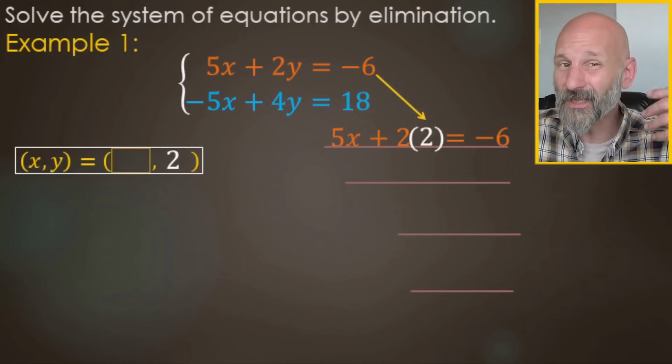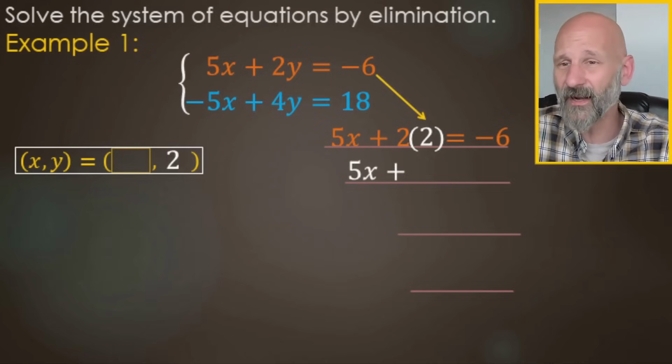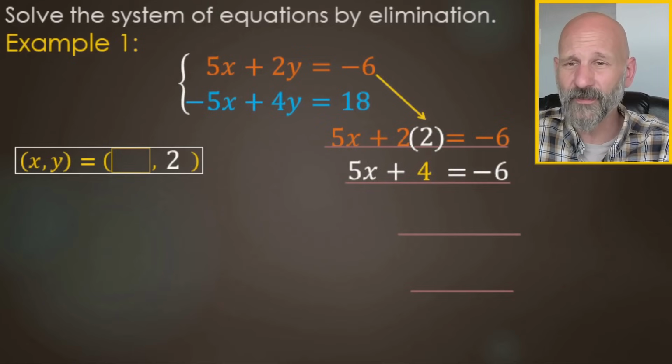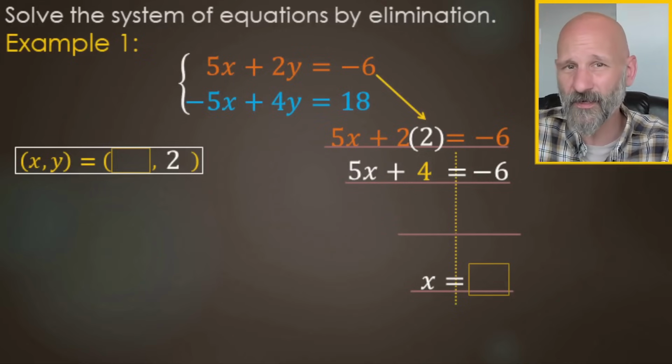And now we clean up the equation. We can do some simplification on the left-hand side of the equal sign. So 5x stays. 2 times 2, we can replace that with a 4, and then equals still a -6. Now we just solve for x. It's a two-step equation. We're going to subtract 4 and then divide by 5.